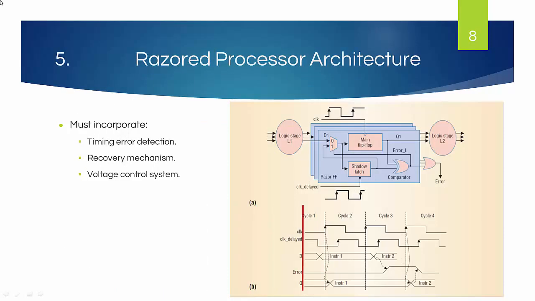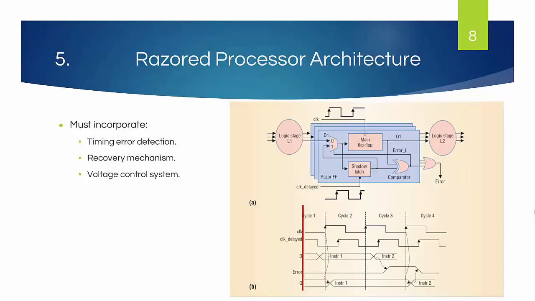Razor processor architecture. The main idea in Razor architecture is to tune the supply voltage by monitoring the error rate produced during operation. Because this architecture analyzes current circuit delay, it accounts for local and global variations and doesn't suffer from voltage scaling disparities. The processor pipeline must incorporate a timing error detection part, a recovery mechanism, and the voltage control system.